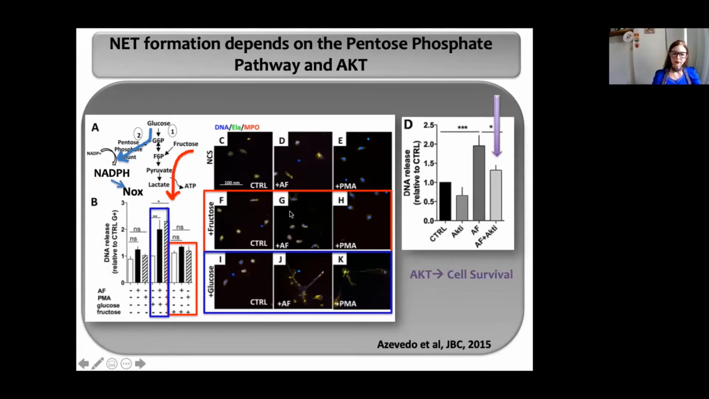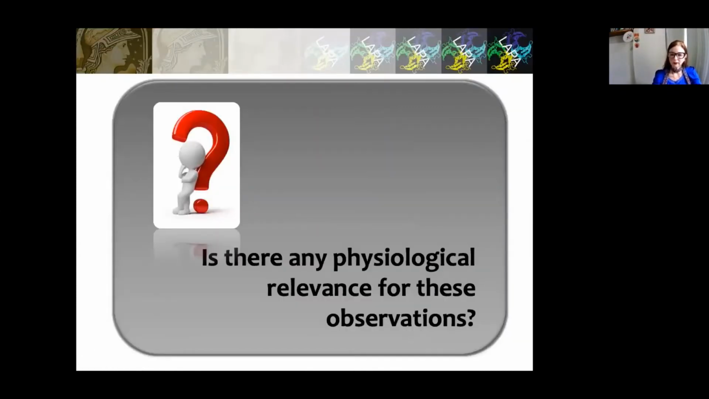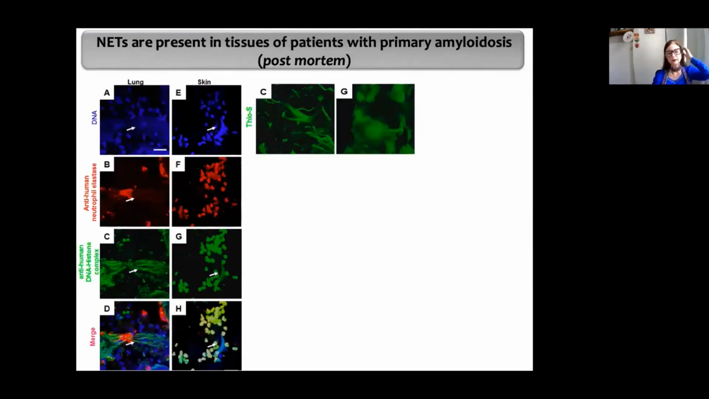The next step was to see whether there was any physiological relevance for all these observations. We found post-mortem slices from patients that died with primary amyloidosis, lung and skin. As you can see here, we could find the presence of NETs in these slices. They are positive: you can see these clouds of DNA that are positive for elastase and histones. And they are positive for thioflavin S, confirming that everything is there in the tissues together.